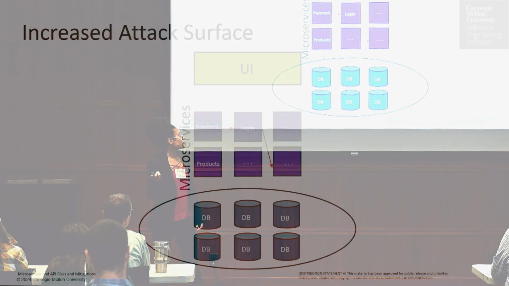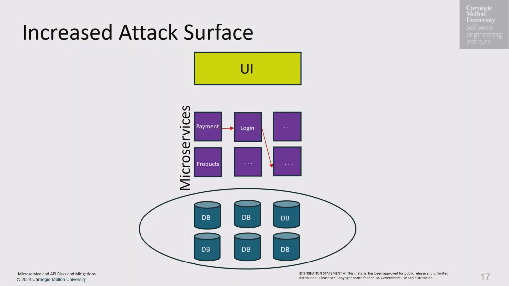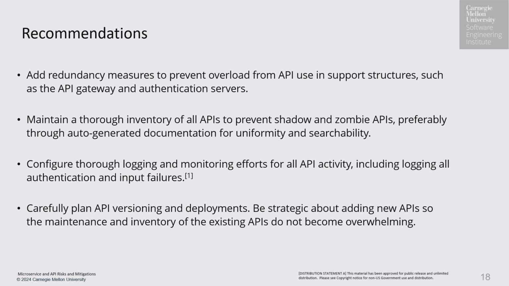So the risks of microservices. So there is an increased attack surface because of the increased number of APIs using this type of design, and also the increased number of databases that you are also going to have to protect. So how do you deal with this risk?